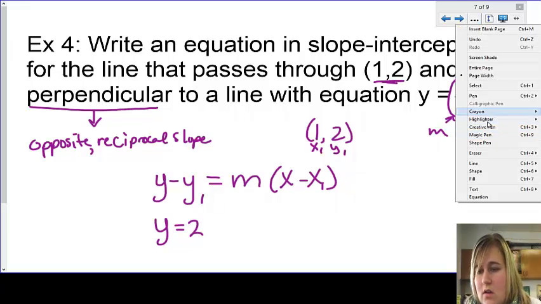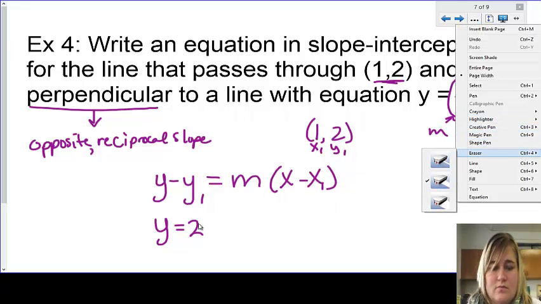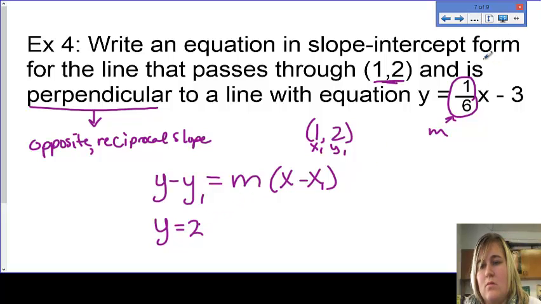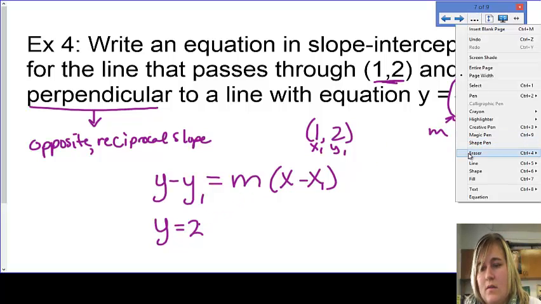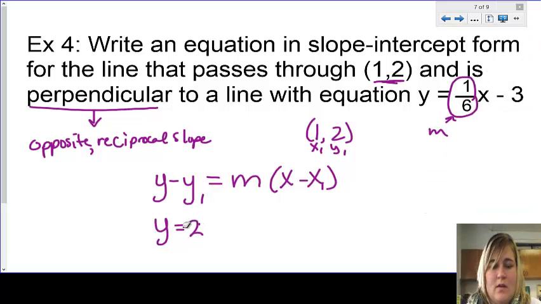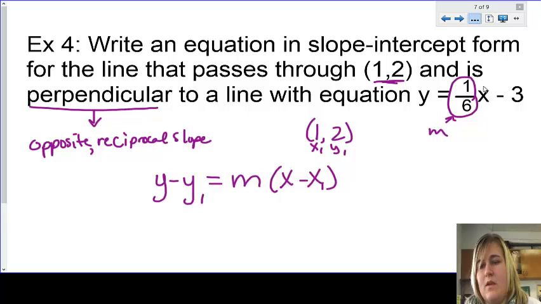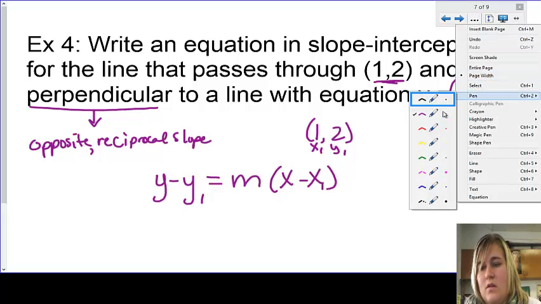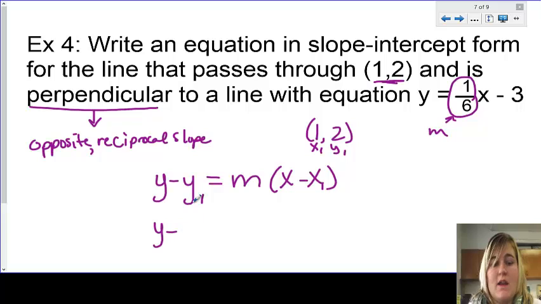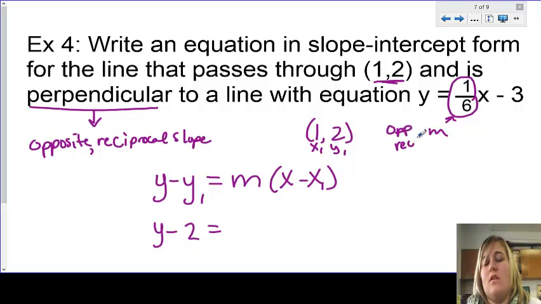Let's erase here. Let's start that over. Okay, so y minus y sub 1, which is 2, equals m, which is 1/6 here, but I need it to be the opposite reciprocal of this m. So the opposite means it's going to be a negative, and the reciprocal of 1/6 is 6 over 1, or just 6.